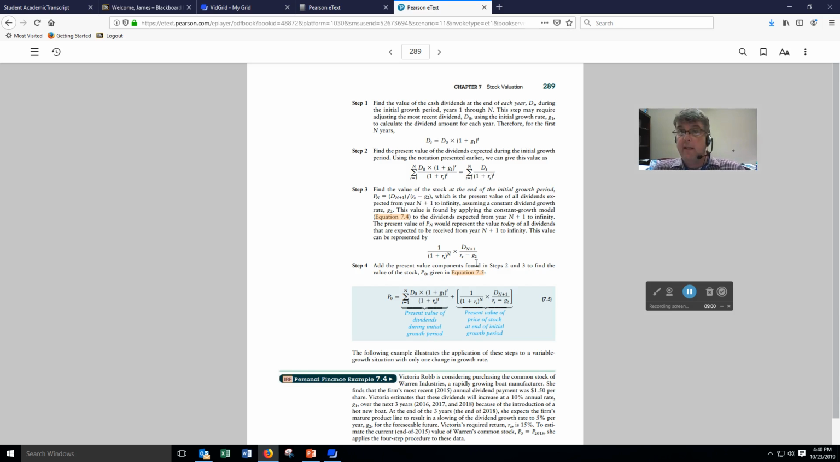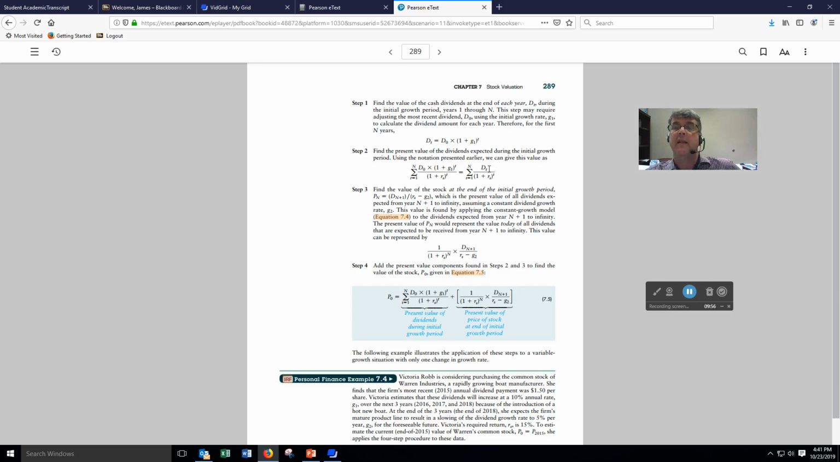Step 1, calculate the dividends during that initial growth period, year 1 through n. Then, once you have those dividends for year 1 through n, calculate the present value of each one, then add them up. That is just this stuff here. Once you've done that, take your constant growth model, which you've already done, and calculate the present value of those things in year n, 5 for our case, for the dividends from year 6 to infinity. That's what the growth model does. You don't have to do any individual calculation.